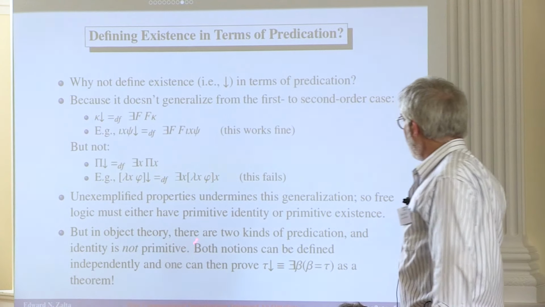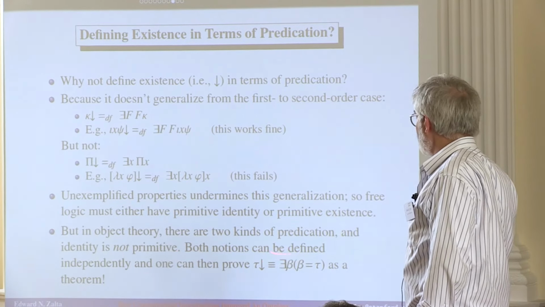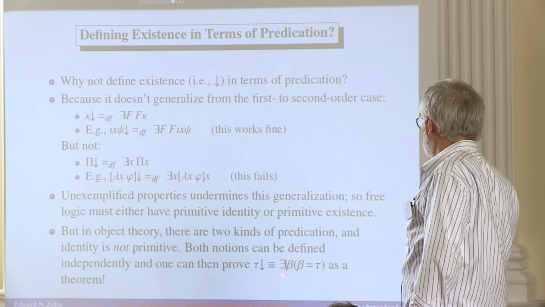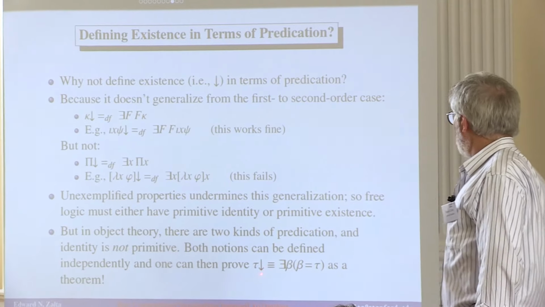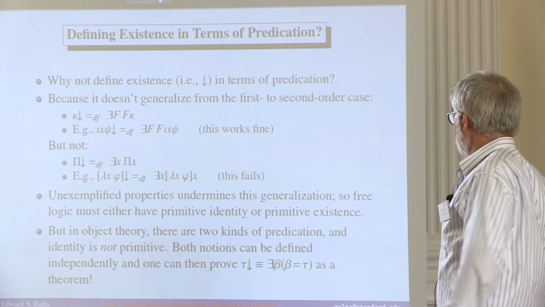But in object theory, there's two kinds of predication, and identity is not primitive, and both notions can be defined independently, and one can then prove that a term exists if and only if there is something which is identical to it.